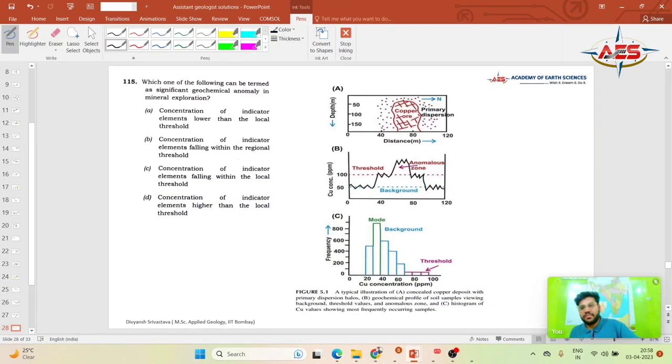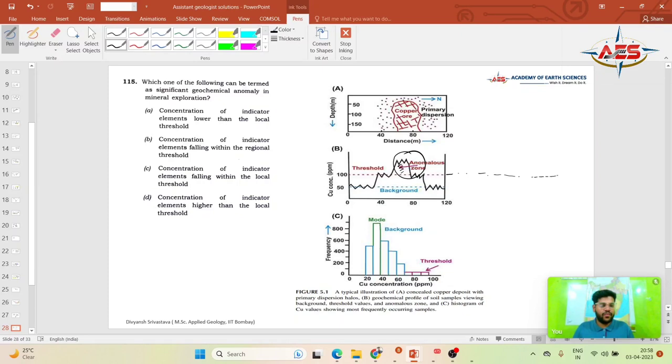So we read the statements. Concentration of indicator elements lower than the local threshold. Now, the local threshold, we will describe one thing. You can see there is a copper ore. This is a primary dispersion that is going near proximal to the body of the copper ore. On the basis of this we will make the data. Now see, as we come towards the copper ore, we have this anomalous zone, which is above a threshold value.